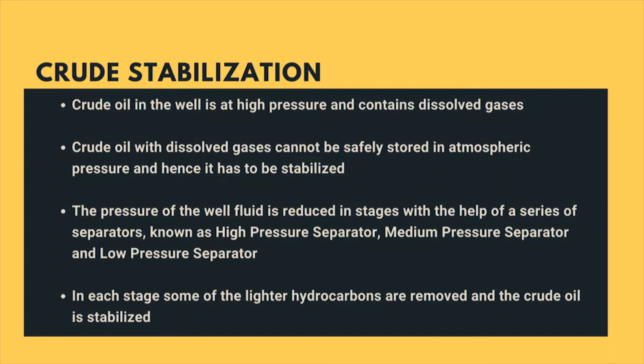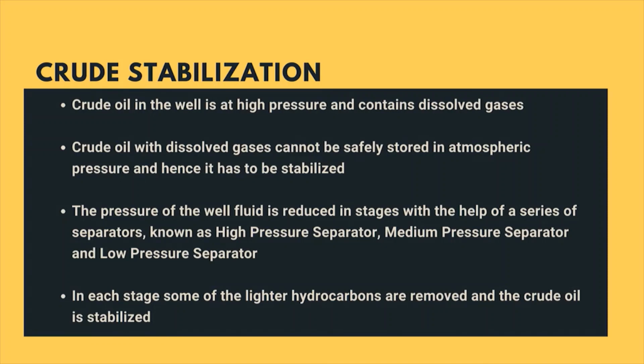In the crude stabilization phase, we use different kinds of separators operating at different pressures. For example, we have a high pressure separator, HP separator, then a medium pressure separator, and finally a low pressure separator. So in every stage of this activity, the lighter hydrocarbons are separated out, and then the crude oil as a liquid hydrocarbon is finally taken out, which is ready to be taken to the downstream processing facilities known as refineries.